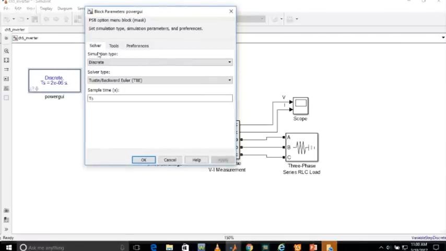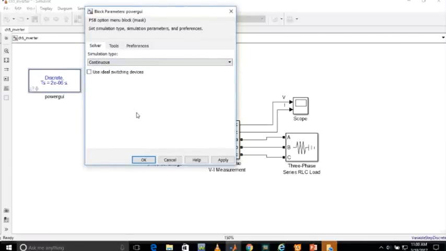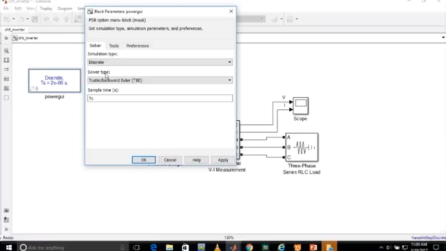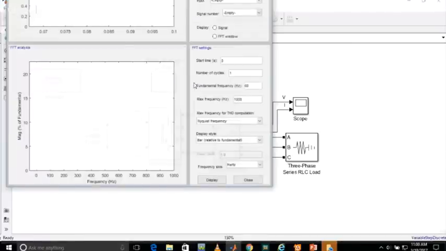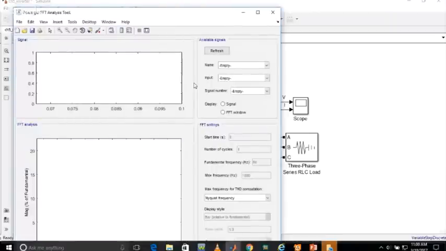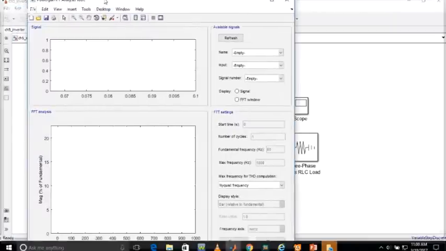As you can see in the simulation type, we were first going for continuous type. In all the previous examples we used continuous type, but the moment we came to switching devices or our inverter circuit, we go for discrete type because it provides good results. In the toolbox, go for FFT analysis, because you want to check how many harmonics are present in this signal. So go for this circuit.